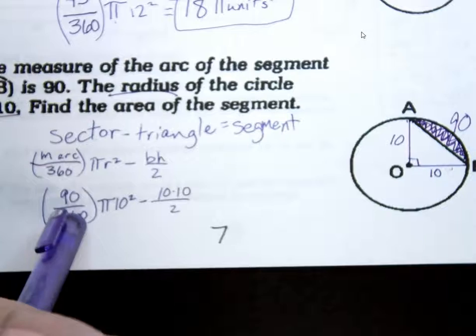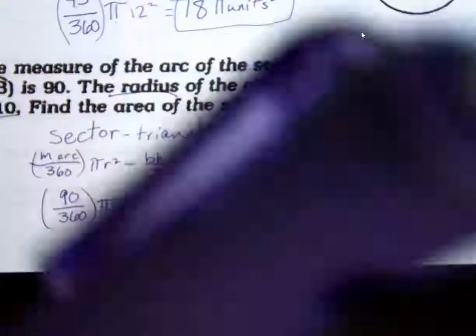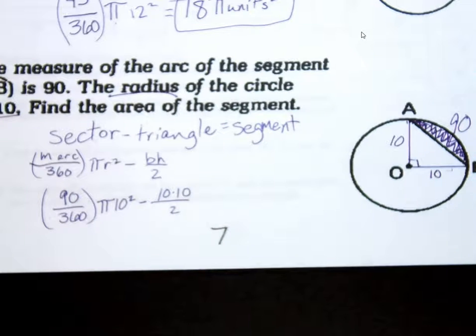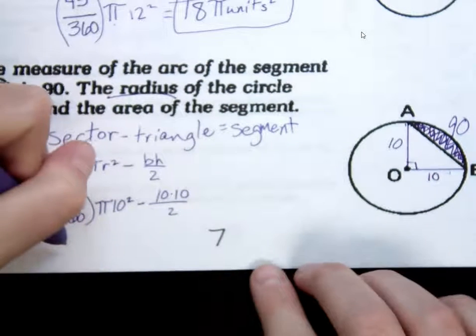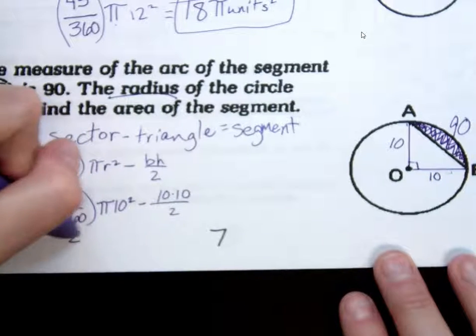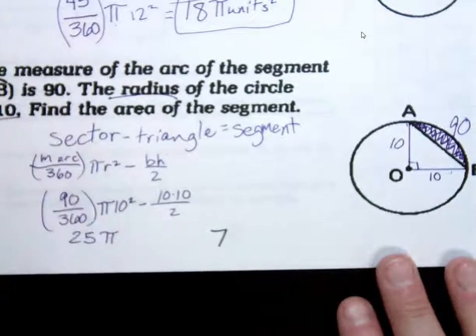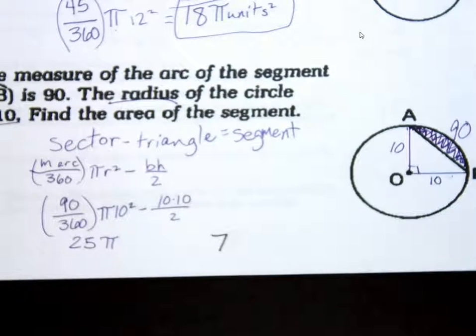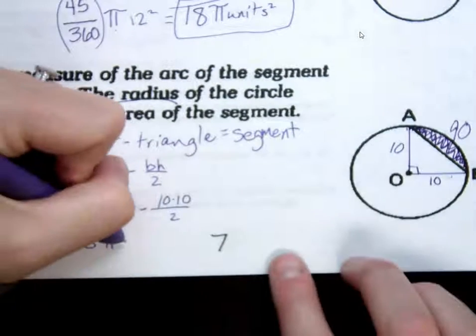Yeah, so 90 divided by 360 is a quarter, right? So if 10 squared is 100, we need a quarter of 100. So like a quarter of $1. Yeah, 25. So hopefully you can do this in your head. This one, particular one right here. This is an easy, hard question.